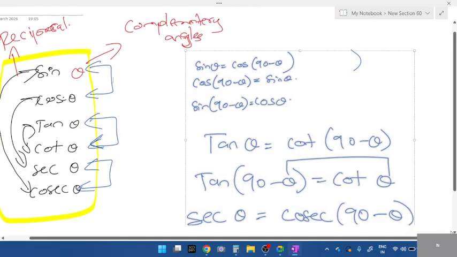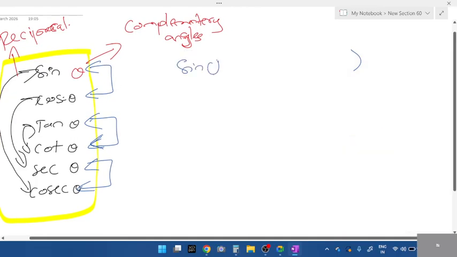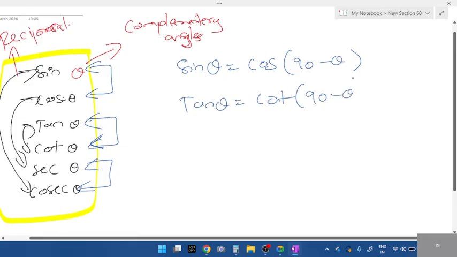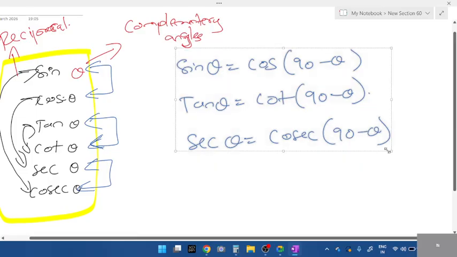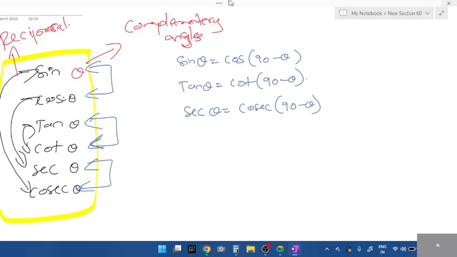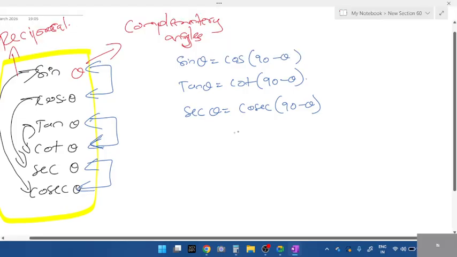Wait, let me give you the formulas. I'll write it again. Sin theta is equal to cos 90 minus theta. Tan theta is equal to cot 90 minus theta. Sec theta is equal to cosec 90 minus theta. These are the three formulas. In textbook, they have given it in reverse order. Okay, you can even follow that.